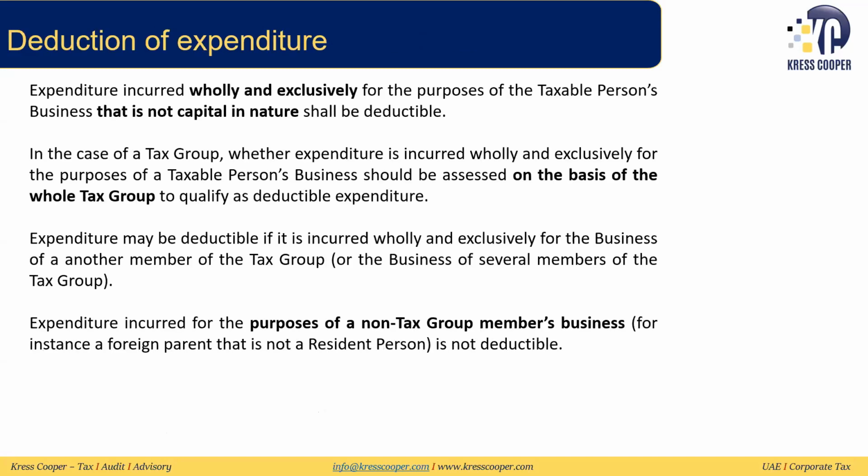Now we know that one of the deductions which is allowable is expenditure which is incurred wholly and exclusively for the purpose of the taxable person's business. When we are looking at this, we need to look at the basis of the whole tax group. So the expenditure will be deductible if it is incurred wholly and exclusively for one member or for several members of the tax group. It will meet this condition. If any expenditure is incurred for the purpose of a non-tax group member's business, for example, a foreign parent that is not a resident person, then that is not deductible.